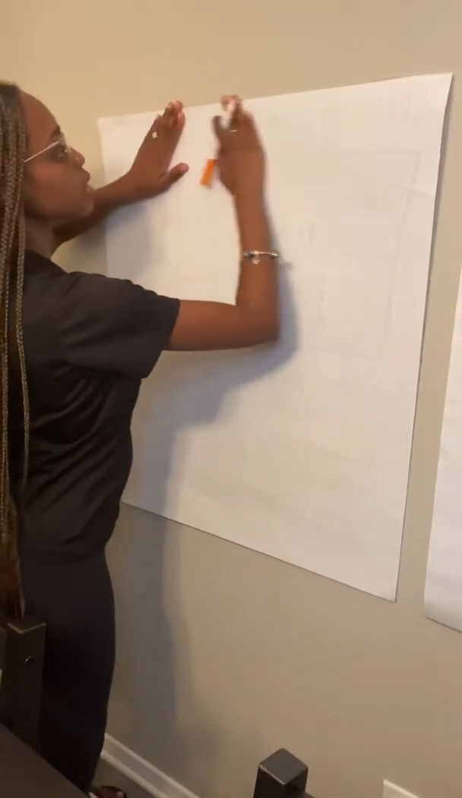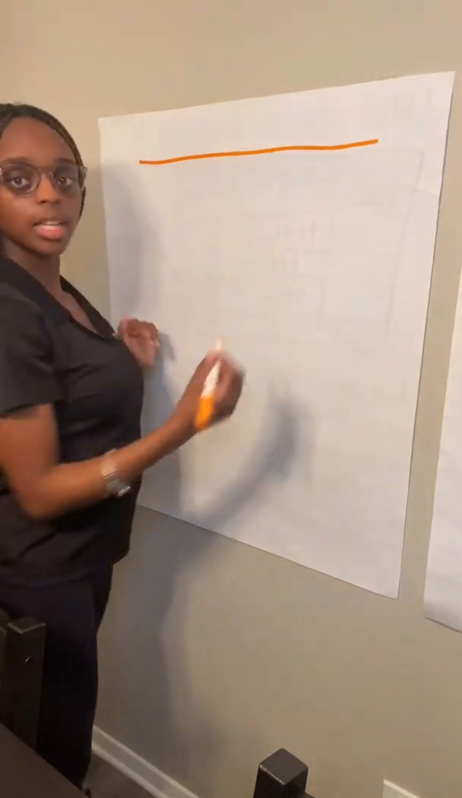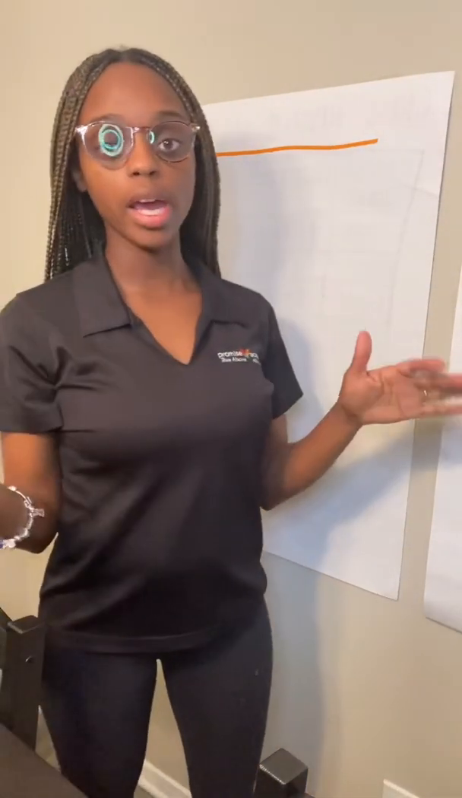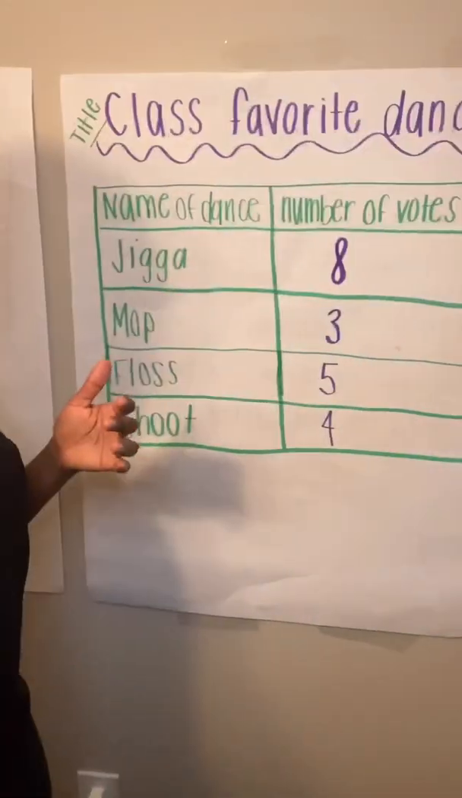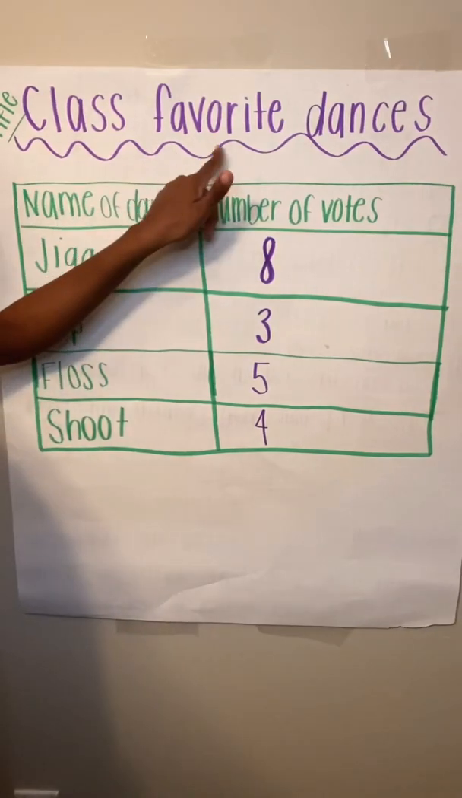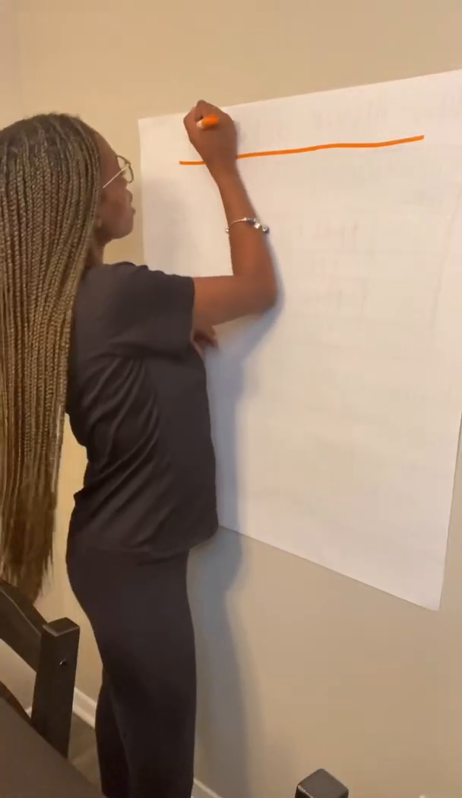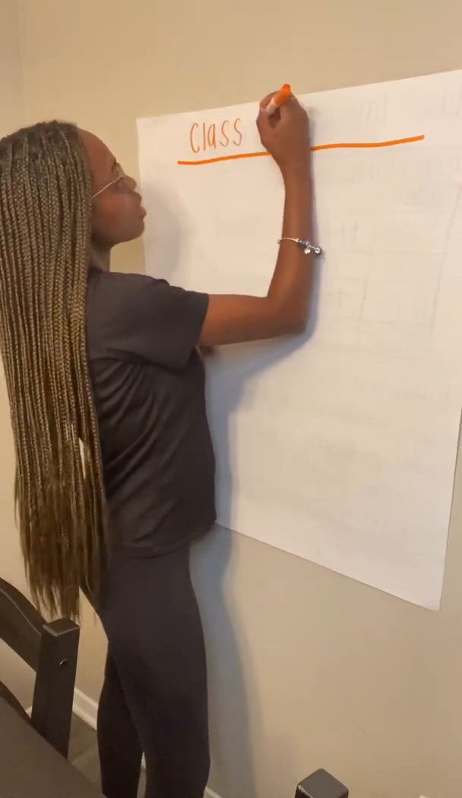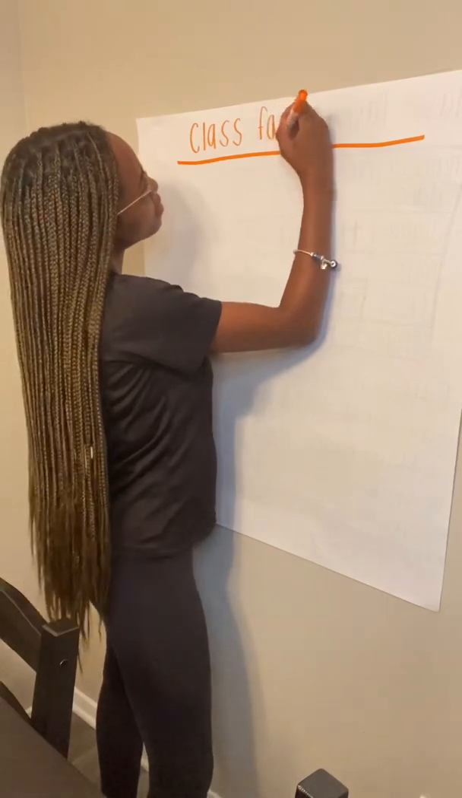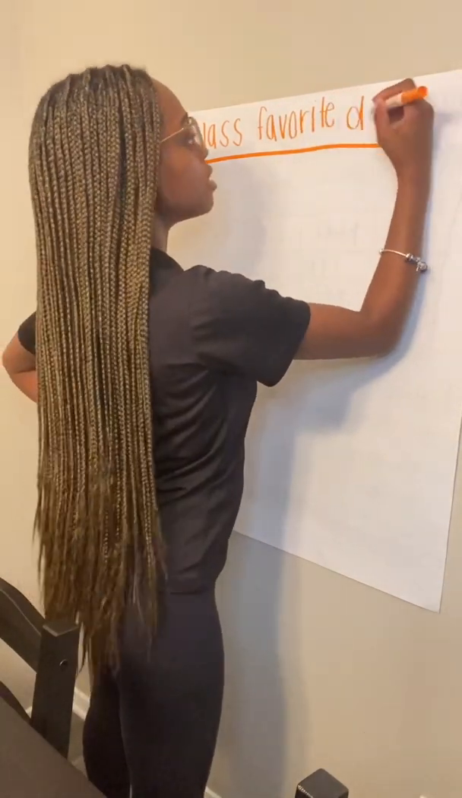Just like this, we're going to draw a line just across so that we can write our title. Since we had our title the other day, our title is Class Favorite Dances. So that's what we're going to write. Class Favorite Dances.